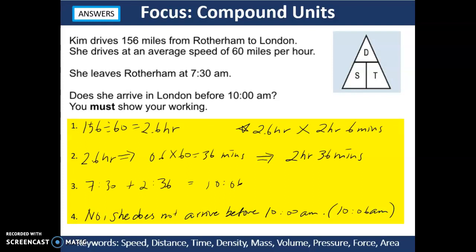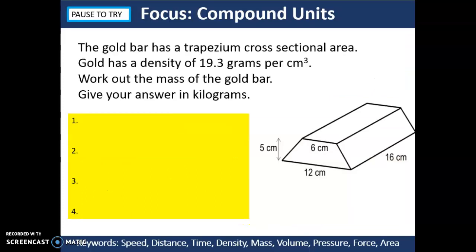Okay, now that you kind of tried it, again, because you got yourself your distance, you got yourself your speed, you want to be able to find time. In this case, when you divide 156 divided by 60, you get 2.6 hours. Again, 2.6 hours is not 2 hours and 6 minutes. Because right now you're going from hours to minutes, you're going to be timesing it by 60. So in total, you get 2 hours and 36 minutes. When you add that to 7:30 a.m., you get yourself 10:06, which clearly means that she does not arrive before 10 a.m. Second one for you to try.